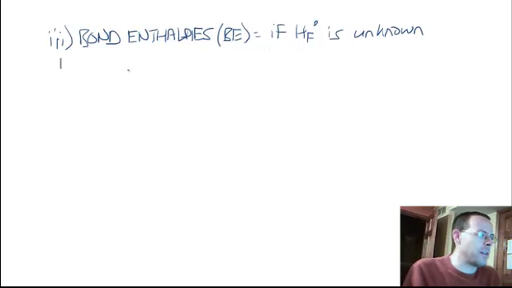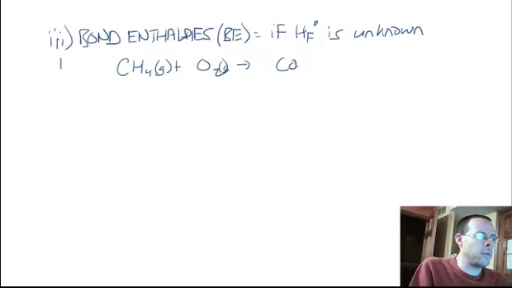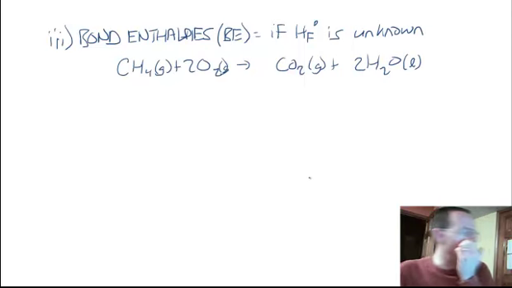And we're actually going to use the same equation we finished with last night: methane is a gas, is combusted in oxygen gas to form carbon dioxide and water. I think that's balanced 2 to 2.